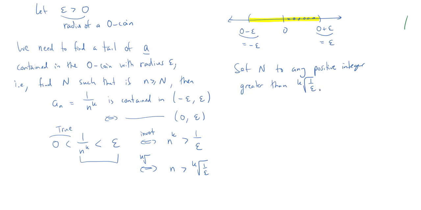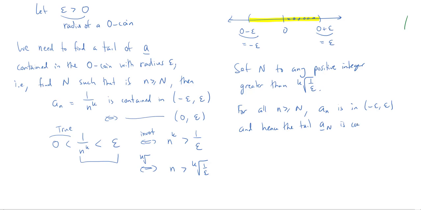Okay, so if we do that, then for all n greater than or equal to N, a sub n is in negative epsilon to epsilon, even 0 to epsilon. And hence, the tail, a sub big N, is contained in the 0 coin with radius epsilon. Okay, and so this proves, thus, the sequence A bar converges to 0. And that's our proof.